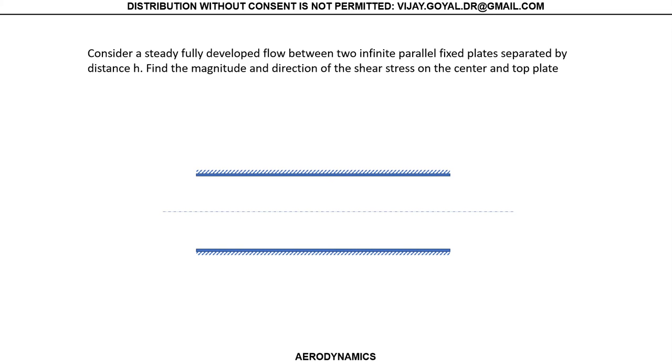What you have in this particular example is a steady flow. Let's assume that your flow is going in this direction. It's a steady flow, okay? And it's coming at a velocity u. We're going to put some axes here. This is the x-axis, this is the y-axis, and it's separated by a distance h. So the total distance between these two plates is h.